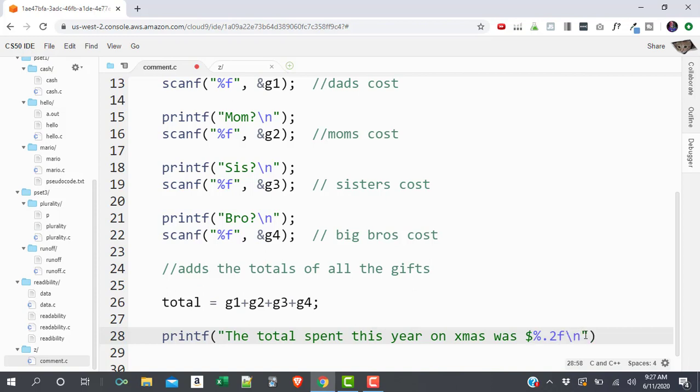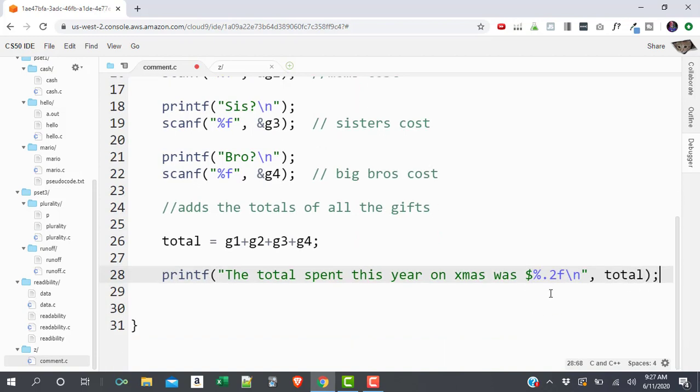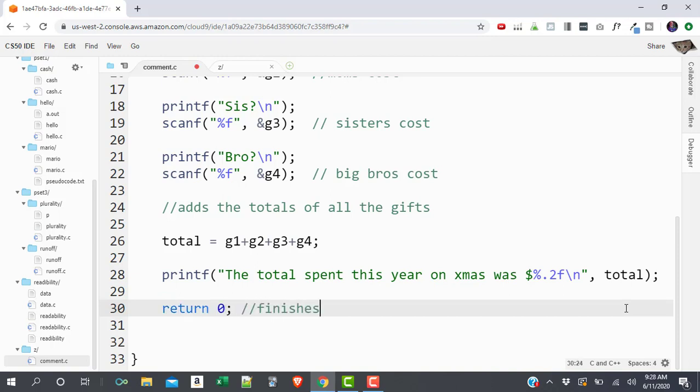Put a new line right there. And we'll say total. The reason why we're doing the 0.2f is because if we don't, with floating values, it's going to print a whole bunch of decimal places after the period. So this will limit it to two decimals right there. And we'll do one more. We'll do return 0, and we'll say finishes the program.